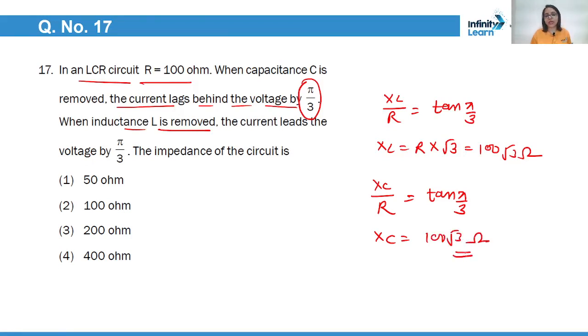So XL is equal to XC. That means circuit is in resonance. So impedance over here will be equal to resistance in the circuit, that is equal to 100 ohm, which is option 2.